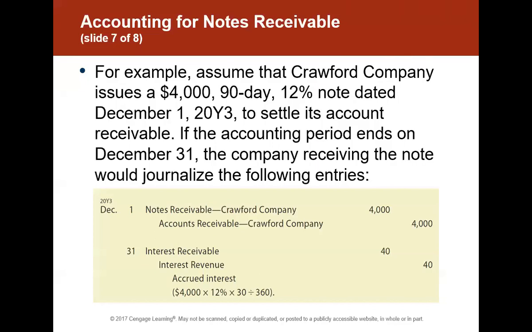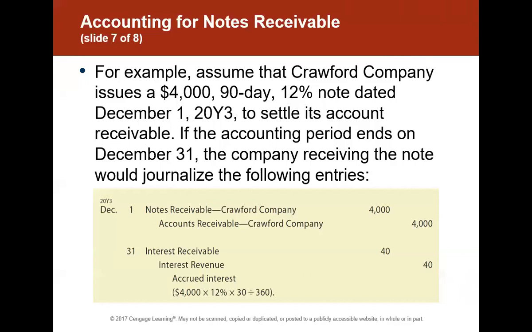It says, assume that Crawford Company issues a $4,000 90-day 12% note dated December 1st, 2013 to settle its accounts receivable. If the accounting period ends on December 31st, then we have to recognize any accrued interest, any revenue that we've earned in 2013 that we just haven't received yet. Okay, so this is an accrued revenue adjusting entry. Our issuance of the note is the same. We debit notes receivable and credit accounts receivable for the face value.